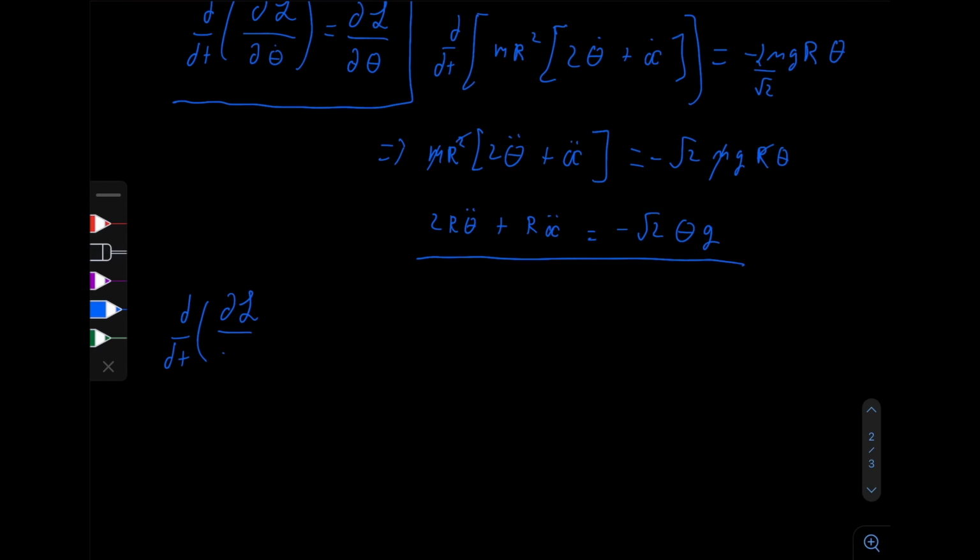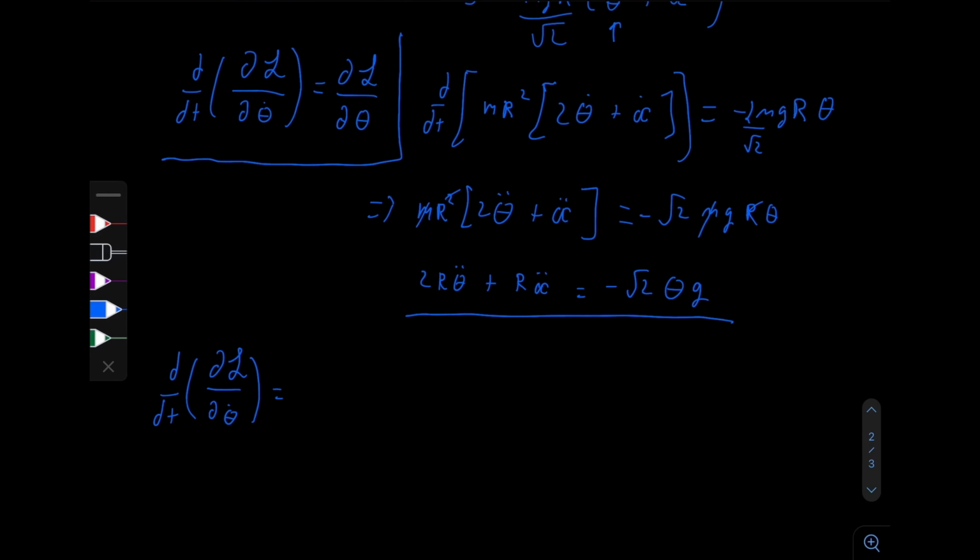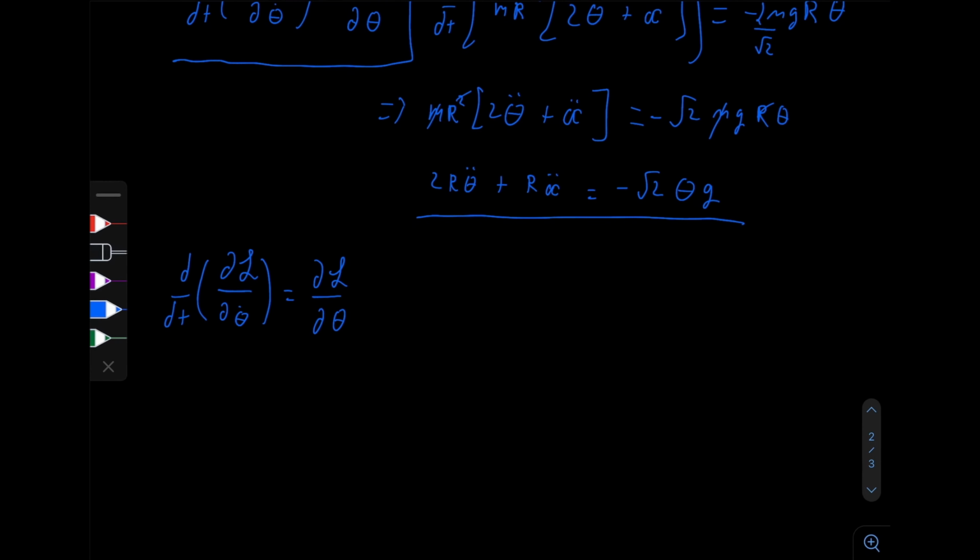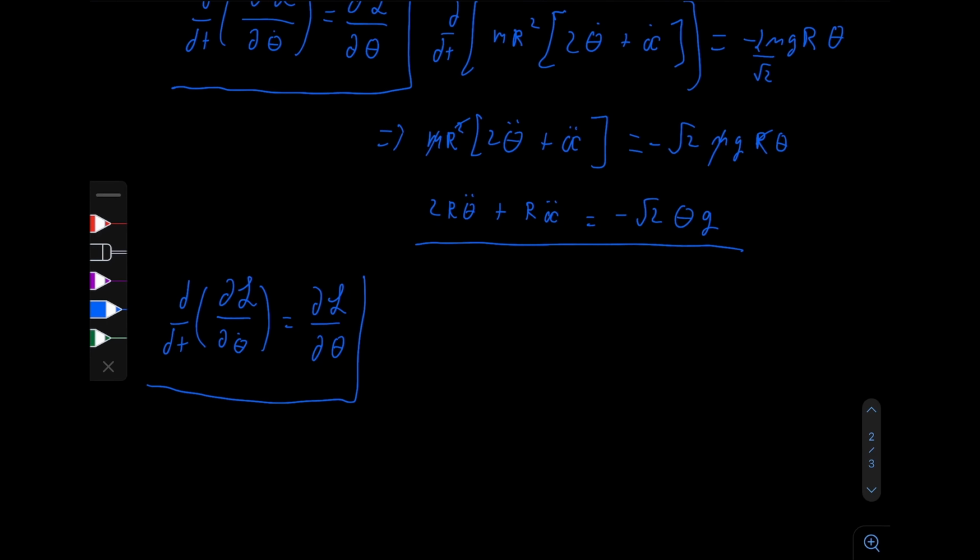Also, if you're unfamiliar with the Euler-Lagrange equations, you could read the textbook. Or I could make a video trying to explain it, I guess. That could be fun.